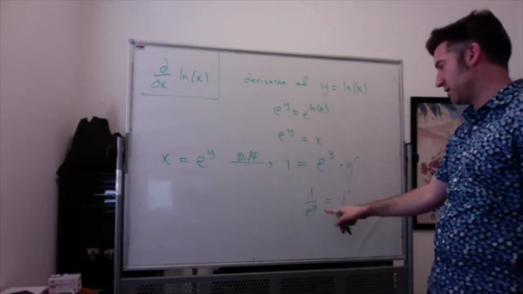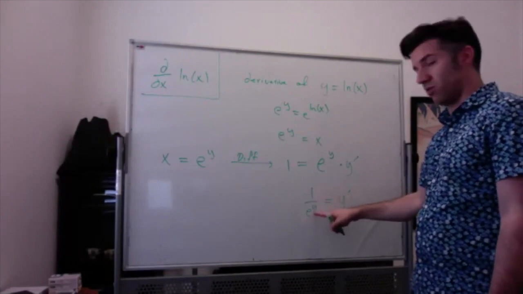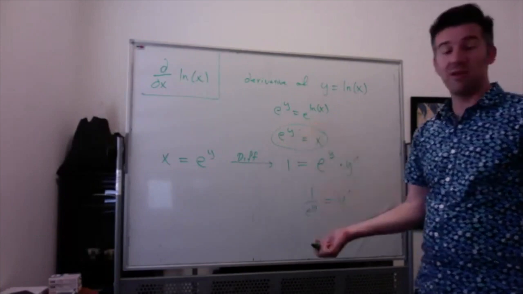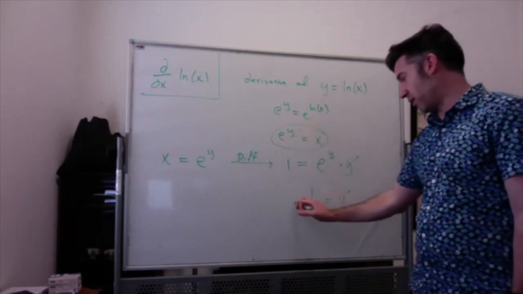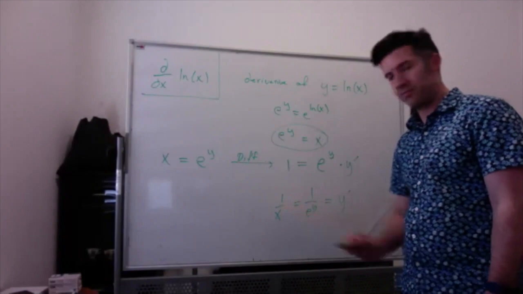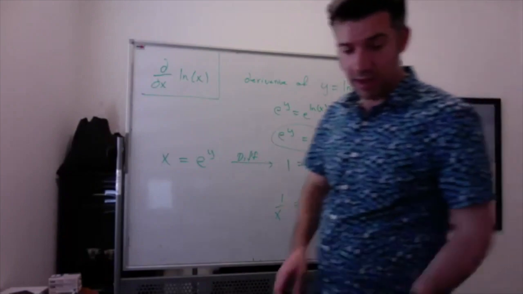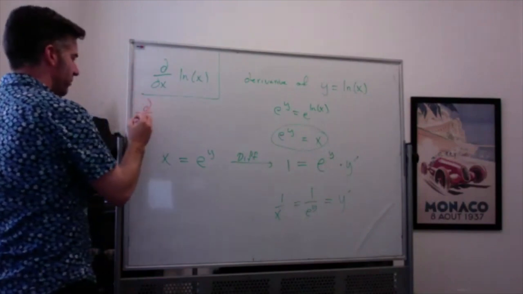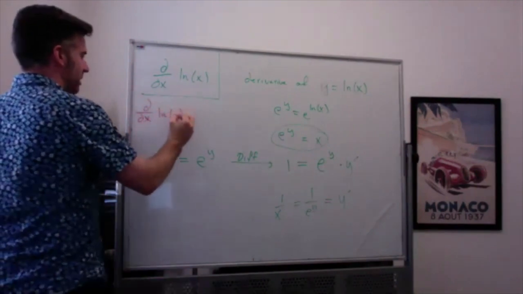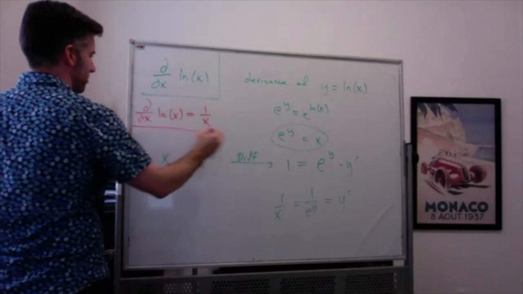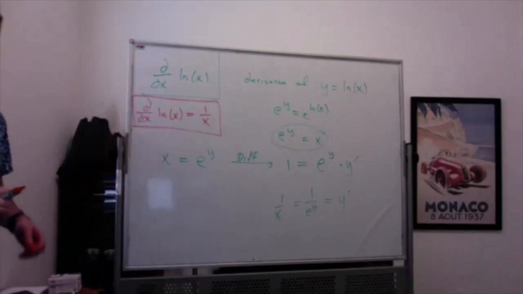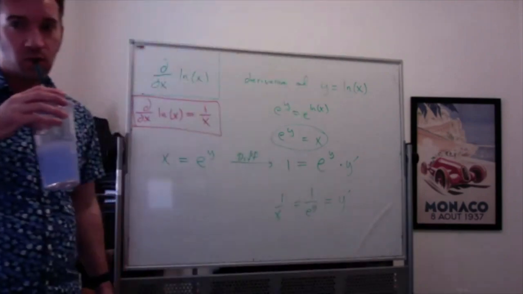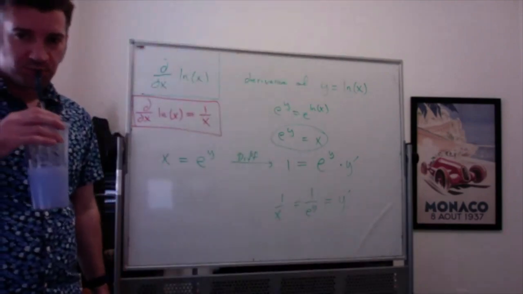So you could replace and say, I've got 1 over e to the natural log of x, but you can just make your life easier and say, oh, look, I know that e to the y is equal to x. So 1 over e to the y is equal to 1 over x. And that's it. We have done it. We have found the derivative of natural log of x. The derivative of the natural log of x is equal to 1 over x. Definitely one you want to memorize.